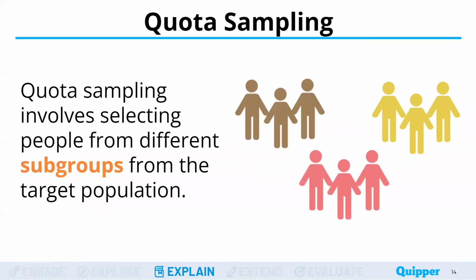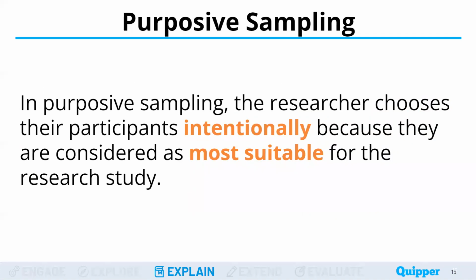Okay? Quota sampling involves selecting people from different subgroups from the target population. Parang same din siya kaninang nabanggit na kunyari like 10 kukuha tayo sa senior high and then naman sa junior high.